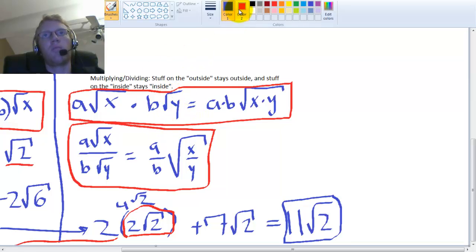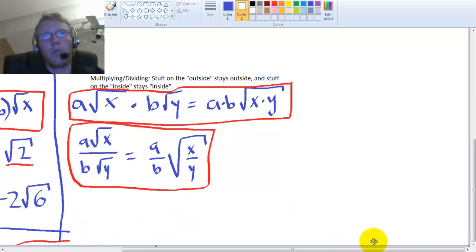Let me clear a little bit of space, and then we'll go through this in a little bit more detail.